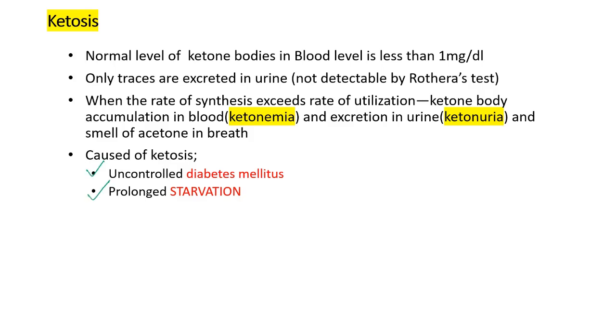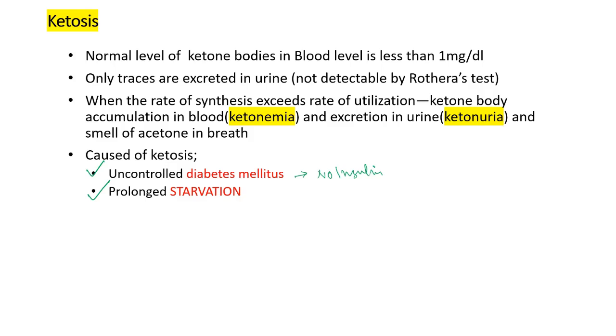Now let us see how in diabetes mellitus ketosis is produced. In diabetes mellitus there is no insulin. Therefore, the glucose cannot enter inside the cells, and therefore there will be no oxidation of glucose to produce ATP, and the cell lacks ATP. So the cell looks for another source of energy, and fatty acids are another immediate source of energy for the cell.